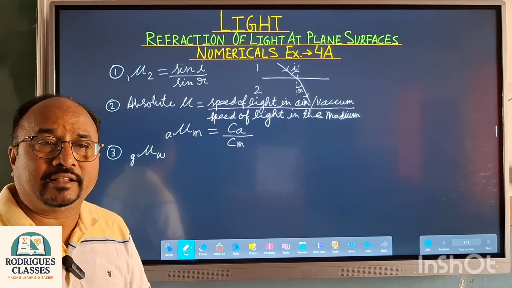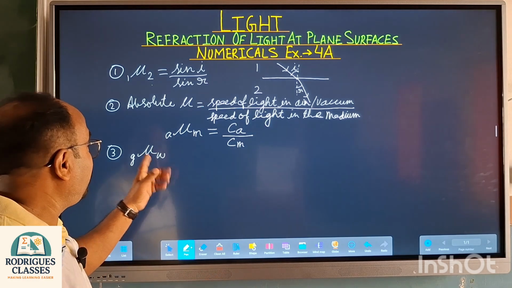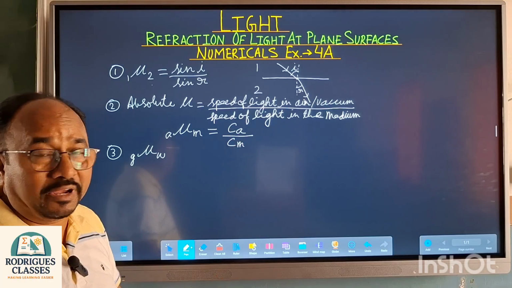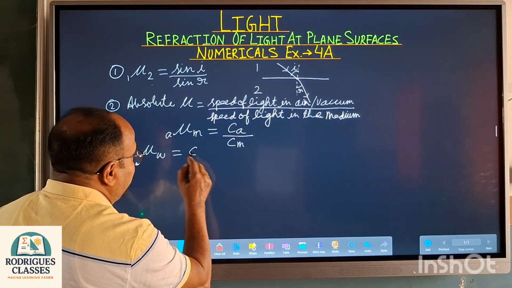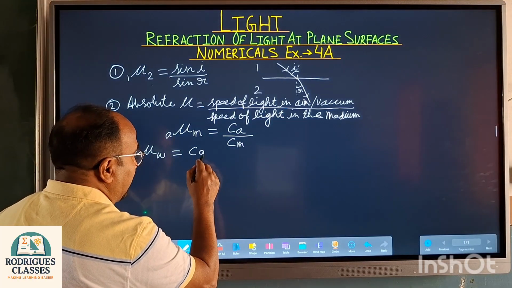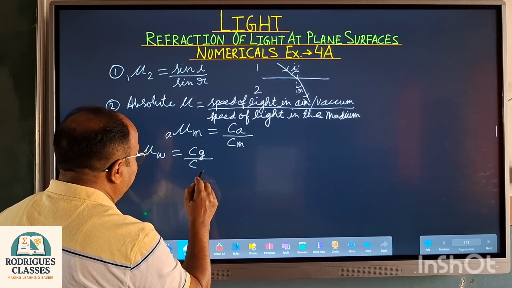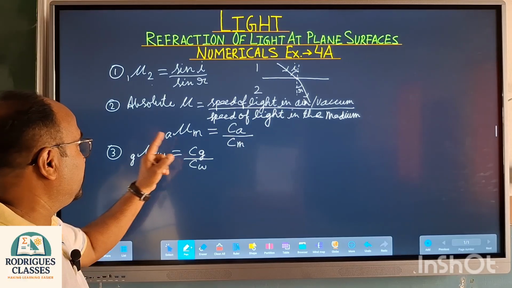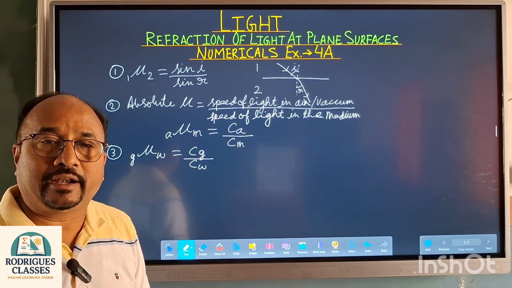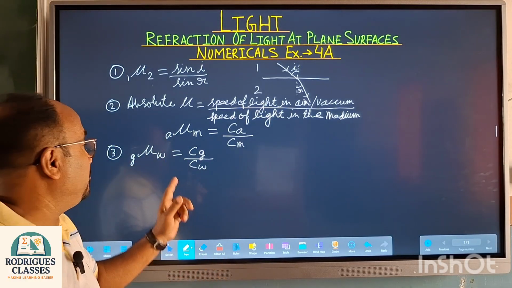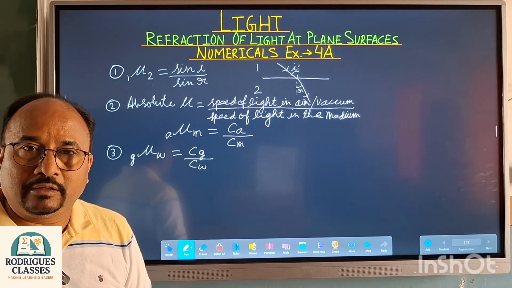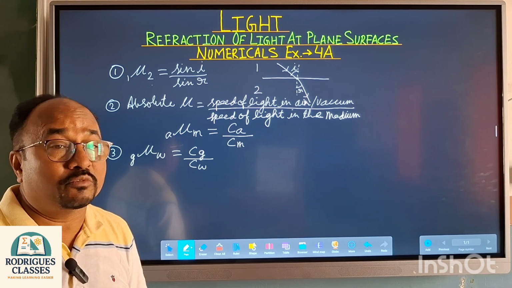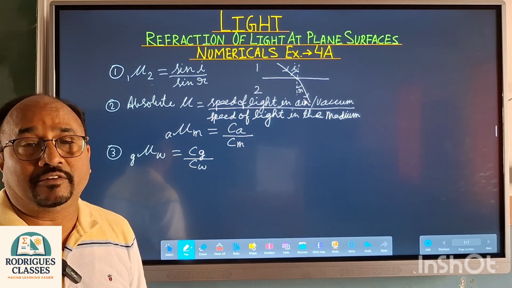If I have to find the refractive index of this water with respect to glass on the basis of that speed, it will be the speed of light in glass divided by the speed of light in water. Whichever medium is first, that medium's speed will come in the numerator, followed by the next medium in the denominator part. Remember how we take which medium first, so that comes in the numerator. That will help you in remembering the formula.